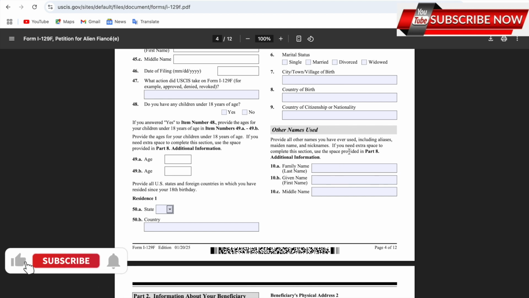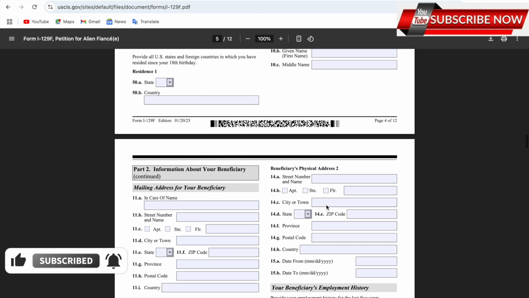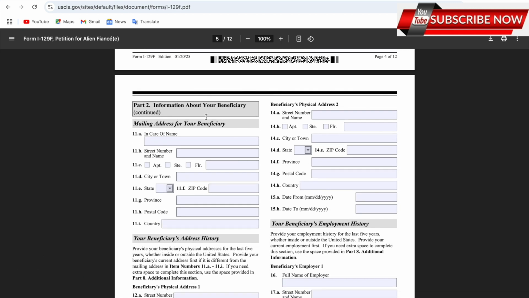If yes, then you put in all that information. If no, you leave that place blank. Still about your beneficiary, you put in their mailing address. Their mailing address goes right here. You fill that information out.